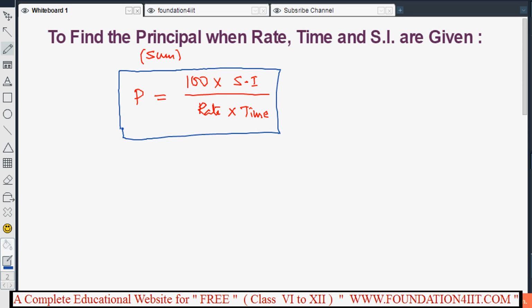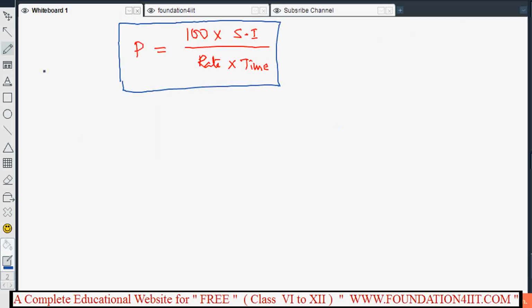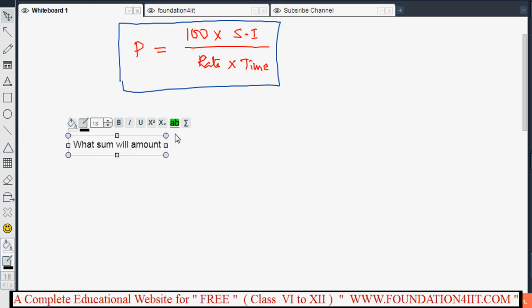Few problems we'll see how we can solve using this formula and which are related to some word problems also. So here's the question: what sum will amount to rupees 5,556 in 2 years 4 months at 6 3/4% per annum simple interest.